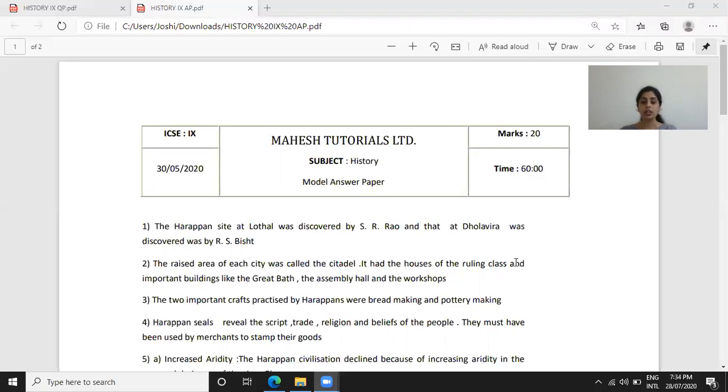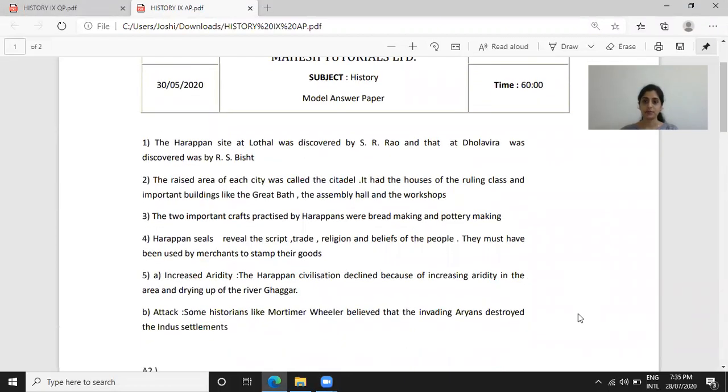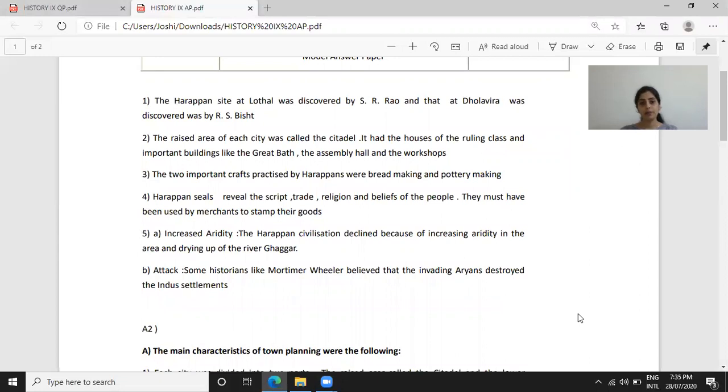Number 2, the raised area of each city was called the citadel. It had the houses of the ruling class and important buildings like the Great Bath, the Assembly Hall, and the workshops. Answer number 3. The important crafts practiced by the Harappans were bread making and pottery making. Answer number 4. Harappan seals reveal the script, trade, religion, and beliefs of the people. They must have been used by merchants to stamp their goods.